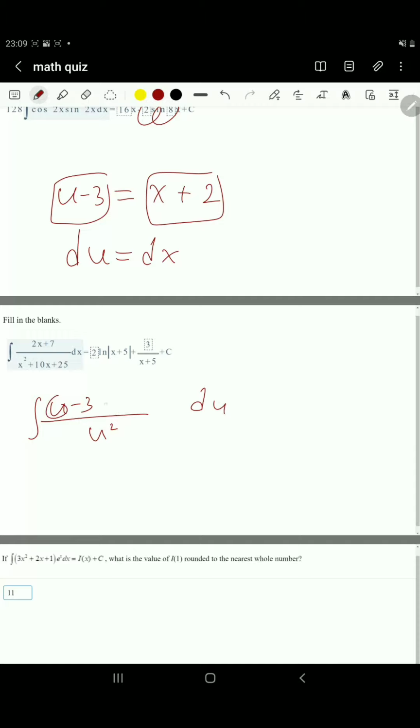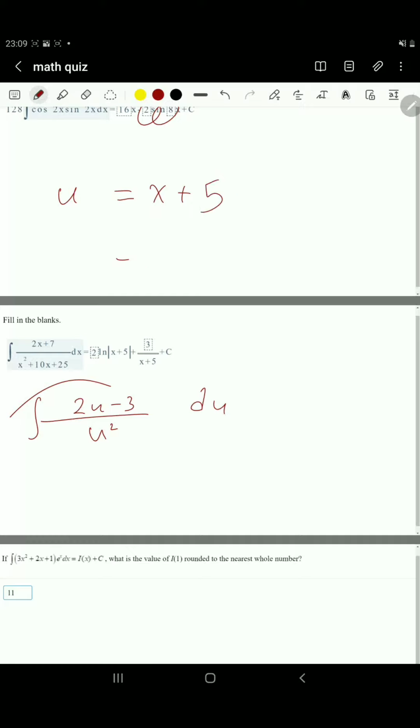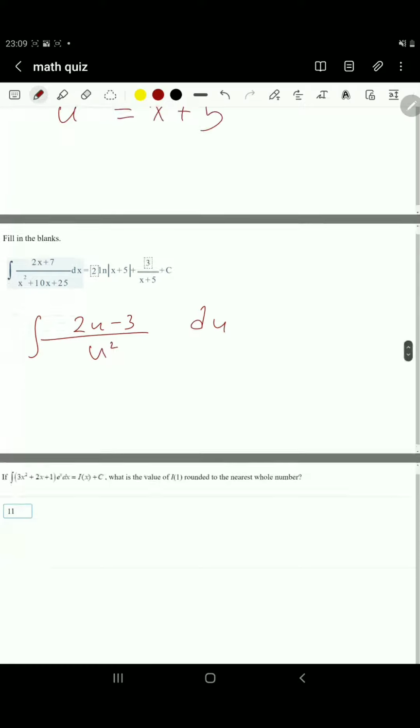U plus u is 2u. So now you have 2u minus 3. Now this integral is really simple. Now let's take back the 3, and now we have that u is equal to x plus 5. Keep that there.